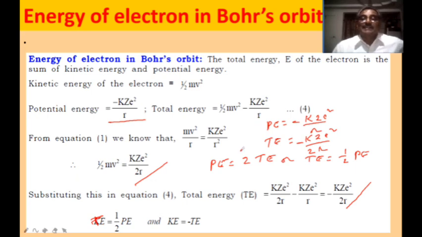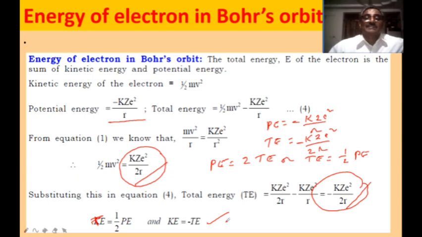Now let us compare the kinetic energy and total energy. The kinetic energy is kZe square by 2r and total energy is minus kZe square by 2r. The magnitudes are same. So from this we can write kinetic energy is minus of total energy, and total energy is half of potential energy. Now what is the total energy here? Minus kZe square by 2r.